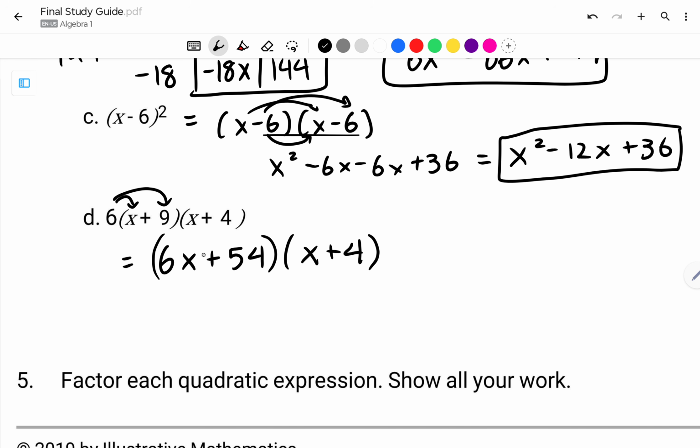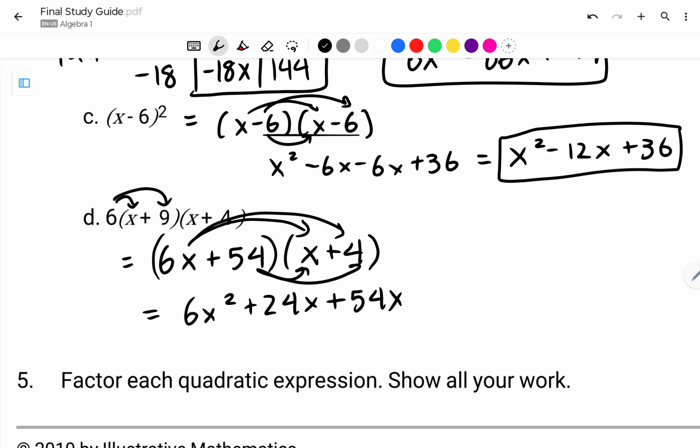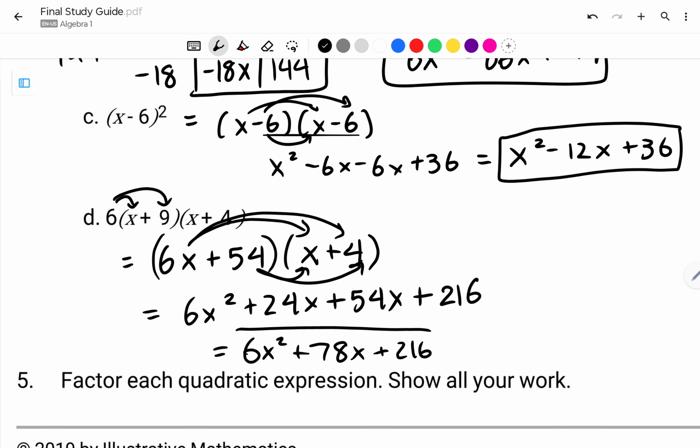So I'm going to FOIL one more time. I'm going to do 6x times x, 6x squared, 6x times 4, 24x, 54 times x, that's 54x, and then 54 times 4. That is 216. Add the numbers up. 6x squared, 24x plus 54x is 78x, and then 216. There you go. That's it.